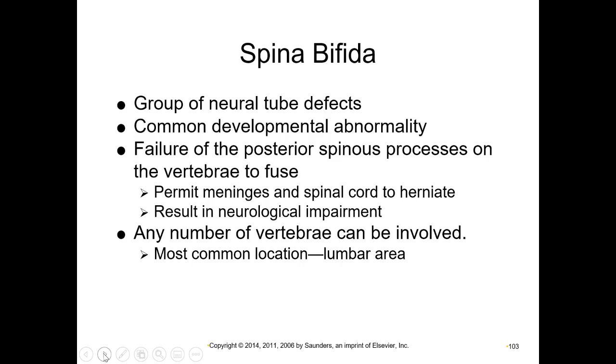All right, so spina bifida, or neural tube defects, same thing. They are a common developmental abnormality, and they result from a failure of the posterior spinous processes to fuse together on the vertebrae. So what you see then is a herniation of meninges and even spinal cord outside the body, and that results in neurological impairment, if you can imagine.